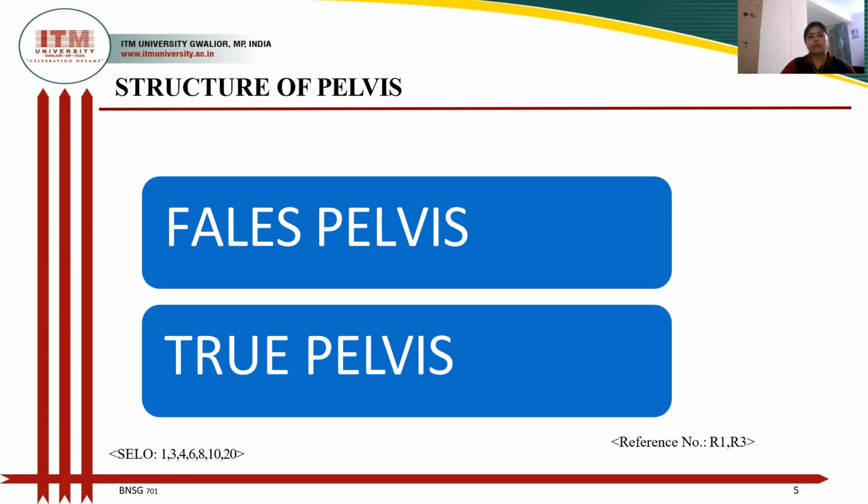So, when we say the structure of the pelvis, how do we divide it? We divide it into the false pelvis and the true pelvis. So the pelvis is divided into two categories, the false pelvis and the true pelvis. Now, what is the false pelvis and what is the true pelvis?